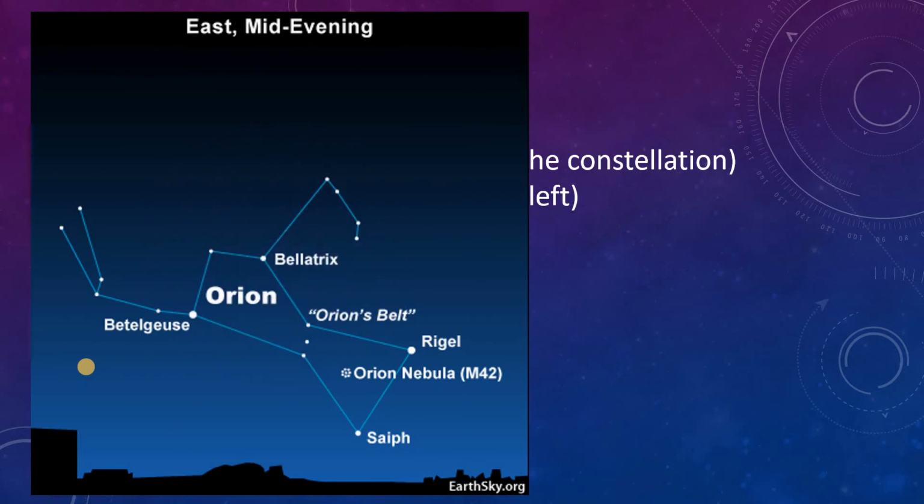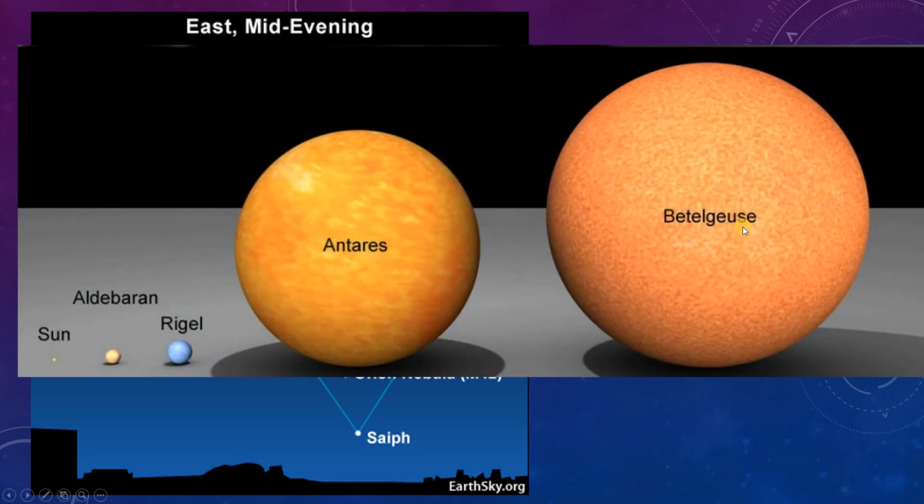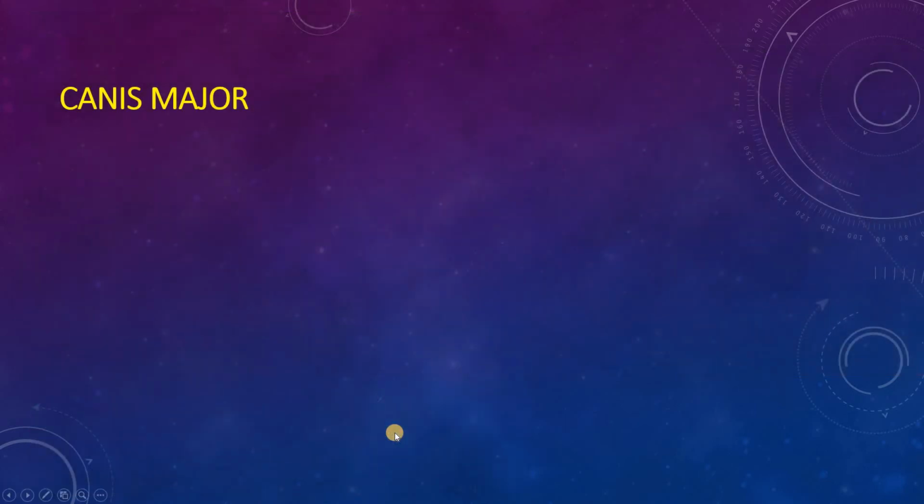All right, so you'll notice that Betelgeuse is found here on the top left, Bellatrix top right, and then Rigel at the bottom. The Orion Nebula obviously will be found there too. Remember, Betelgeuse is massive. In fact, Rigel is also pretty large. All right, so let's talk about a couple things.